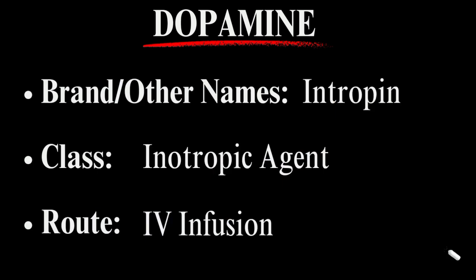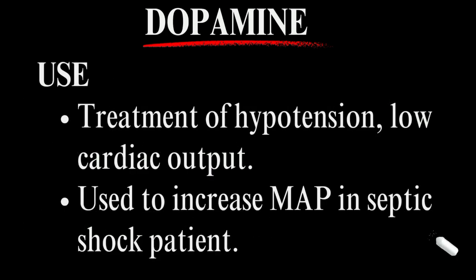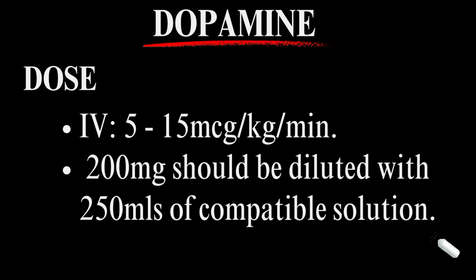Dopamine is sold under the brand name Intropin. It's an inotrope that works by causing vasoconstriction and increasing cardiac contractility with a resultant increase in cardiac output. So the route of administration is IV infusion. It's used to treat hypotension and low cardiac output. It's also used to increase the mean arterial pressure in septic shock patients. The dose is 5 to 50 micrograms per kg per minute, and the 200 milligram dose should be diluted in 250 ml of compatible solution, such as normal saline, 5% dextrose, or Ringer's lactate.